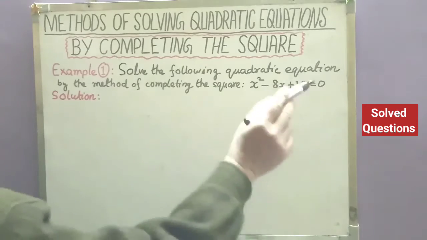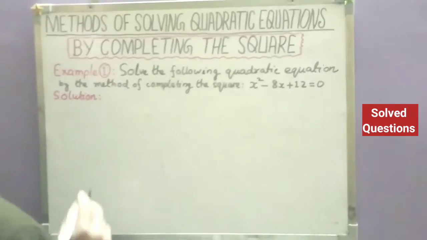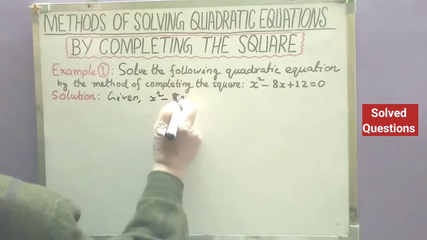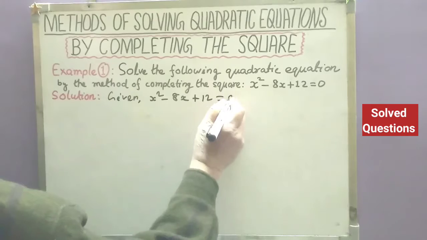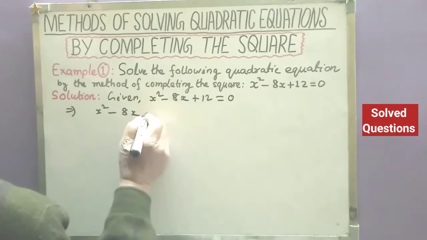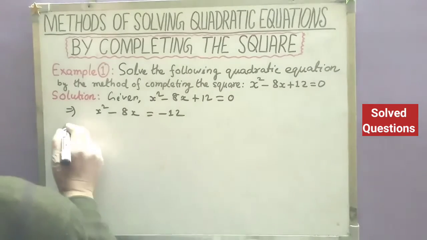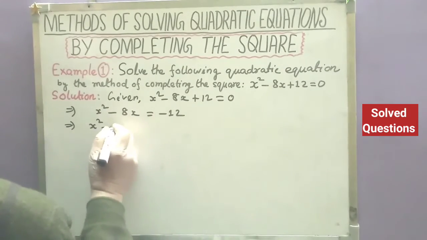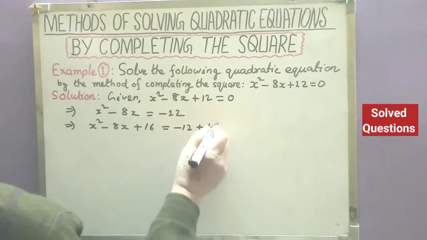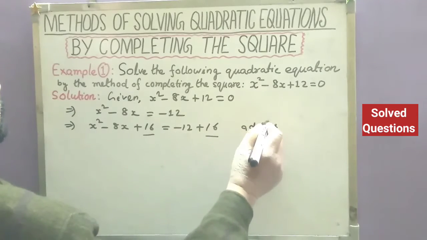Example 1. Solve the following quadratic equation by the method of completing the square. x square minus 8x plus 12 equal to 0. Now let's solve this question. Given x square minus 8x plus 12 equal to 0, implies that x square minus 8x equal to minus 12. That implies that x square minus 8x plus 16 equal to minus 12 plus 16. Just we have added 16 on both sides.